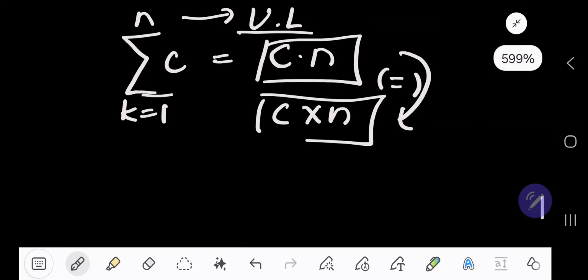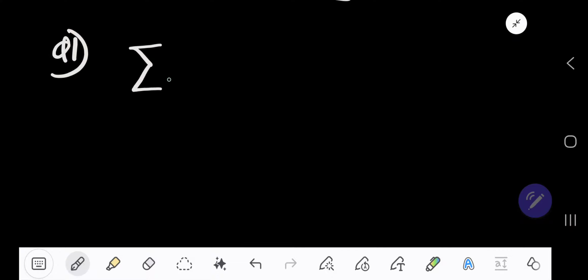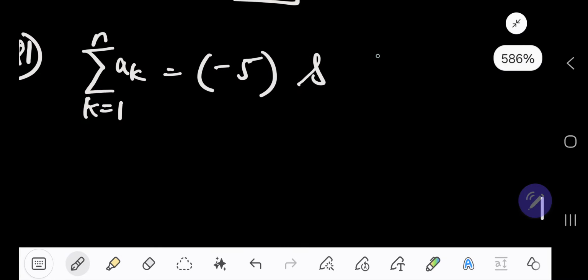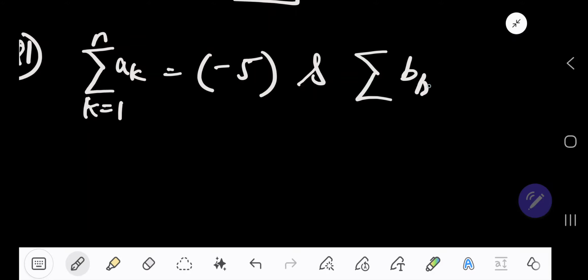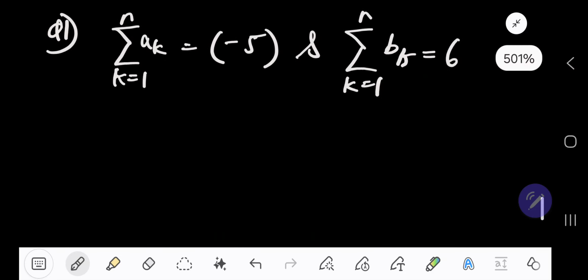So I hope you got these 4 rules, and now I'm going to be asking you some questions. You can pause the video and try to answer them. So if the summation of ak from k equals 1 to n equals negative 5, and the summation of bk from k equals 1 to n equals 6, find... alright, you should pause the video and try to solve this.